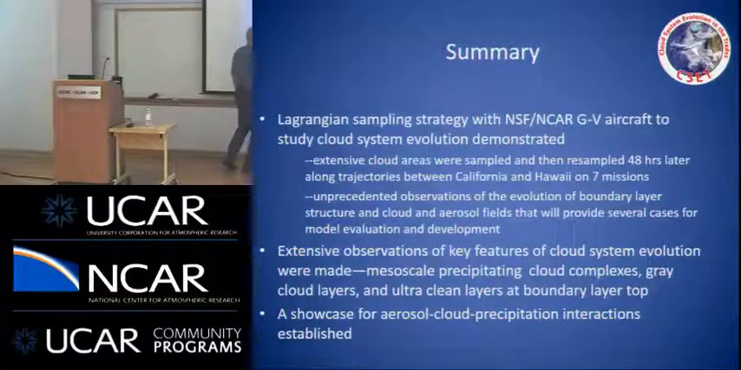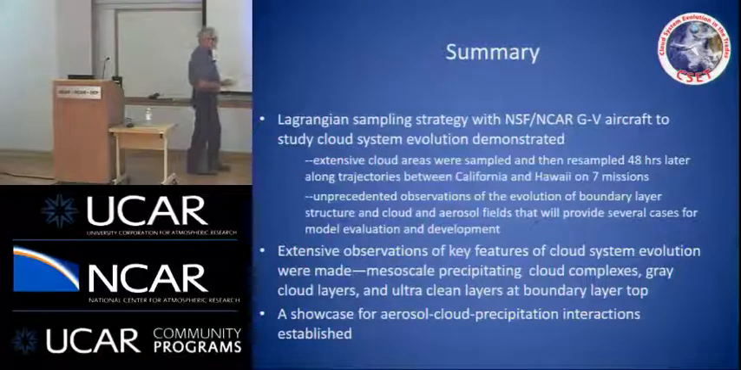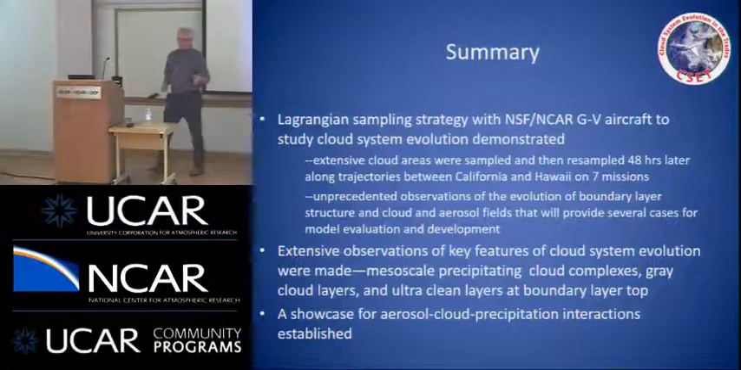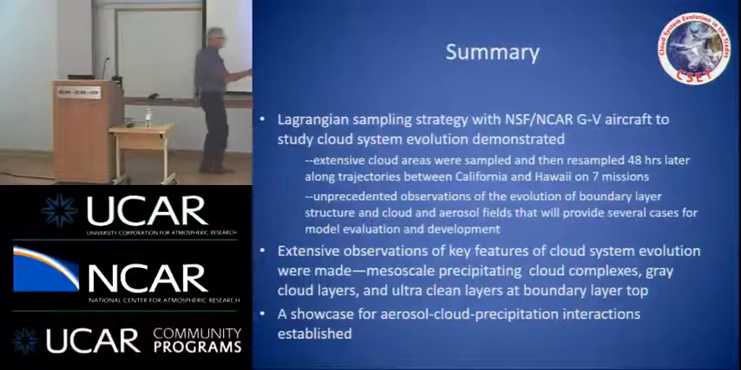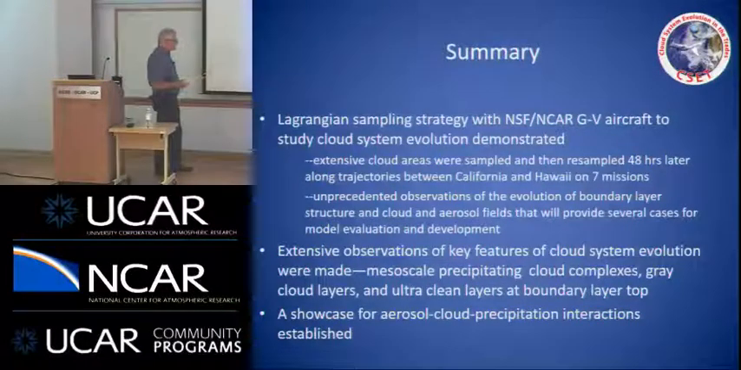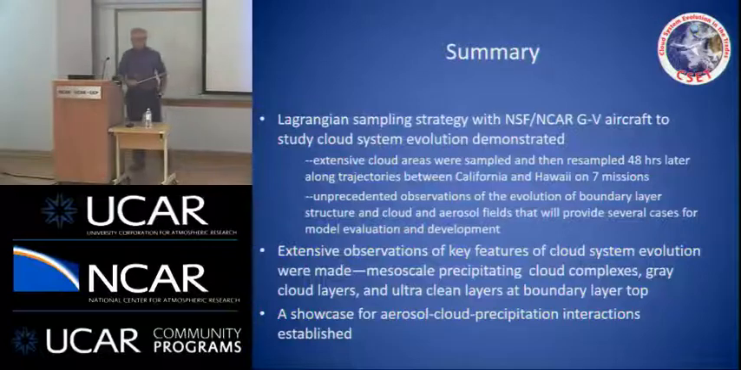So California and Hawaii on 7 missions. Unprecedented observations of the evolution of boundary layer structure in cloud and aerosol fields. And we think this is going to provide several cases, possibly for model evaluation and development. So that's the ultimate goal of this, to try to improve our representation of these cloud features in models. We have extensive observations of key features of cloud system evolution: mesoscale precipitating cloud complexes, gray cloud layers, ultra clean layers, boundary layer top. And I feel that we've really developed a showcase for aerosol cloud precipitation interactions.